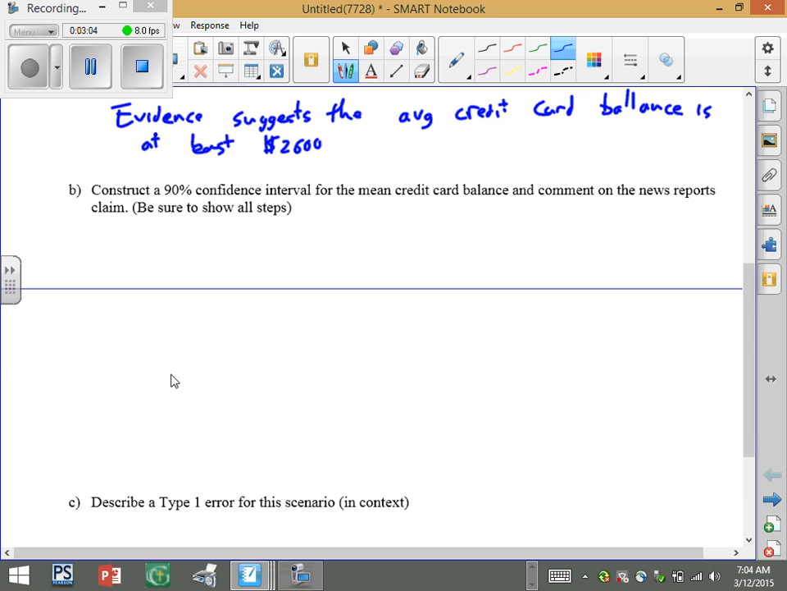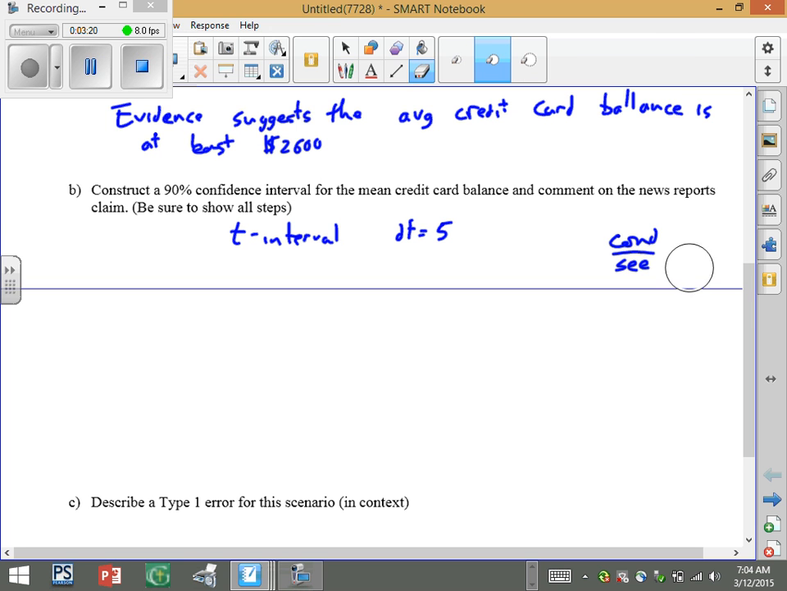Part B, just construct a 90% confidence interval. So this would just be a T interval. A lot of it's going to be very, very similar. Degrees of freedom, again, 5. Conditions, same as above. So I'm just going to put C above. No need to write, there's no hypotheses with an interval. We just need to write the formula, fill in the formula.